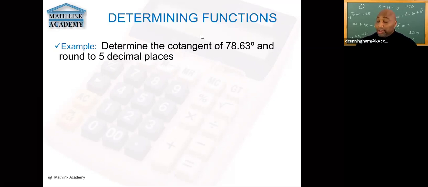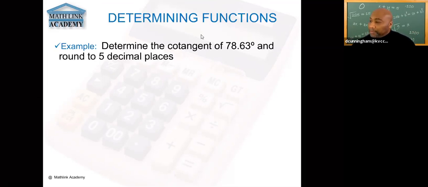Now I'm going to show you something a little different. Let's talk about the other three. This one is the cotangent, and it's a good example. I want to determine the cotangent of 78.6 degrees and round it off to 5 decimal places. If you look on your calculator, you won't have cotangent, secant, or cosecant. So you're going to have to use the corresponding functions.